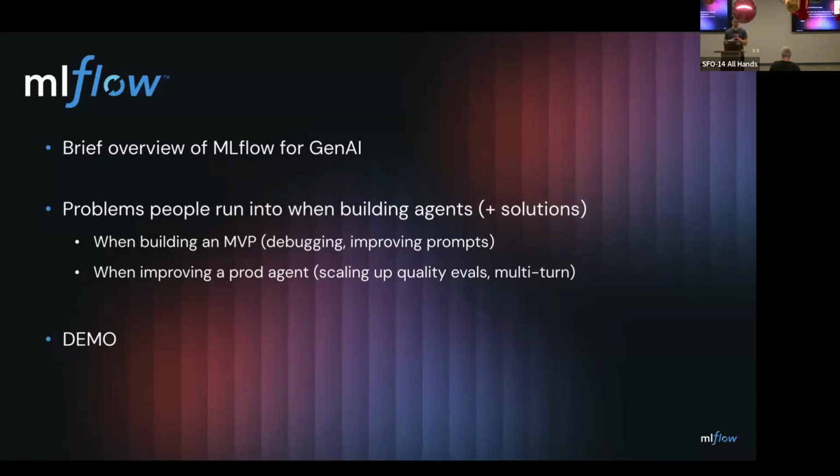So specifically around how do you build the initial MVP agents, how do you debug, how do you improve the prompts, as well as what do you do when you go to prod with this agent and you have to deal with a lot of scaling issues? So how do you understand all your different traces and requests that are coming in? And then finally, there's going to be a demo component to it as well.